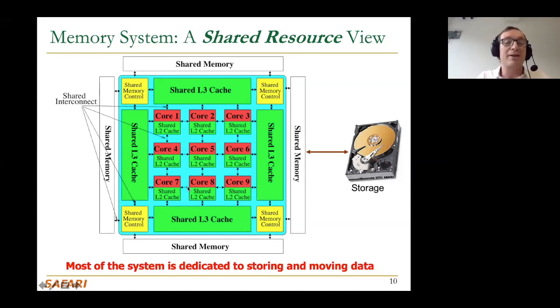Okay, so two key takeaways from this picture. Most of the system is dedicated to storing and moving data, even though we call these computers. And most is a really large most, like 95% or so. And the second is the memory system is shared across cores or accelerators or a heterogeneous combination of cores and accelerators, which means that it becomes a quality of service and predictability bottleneck.